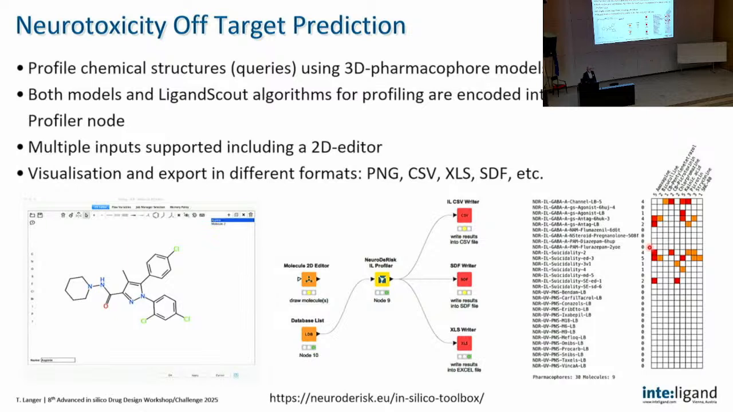And what you can do is play around with your molecule in this 2D editor, run it again, and see if the profile changes. And this helps the medicinal chemist to understand what features he needs to avoid to get this outcome.